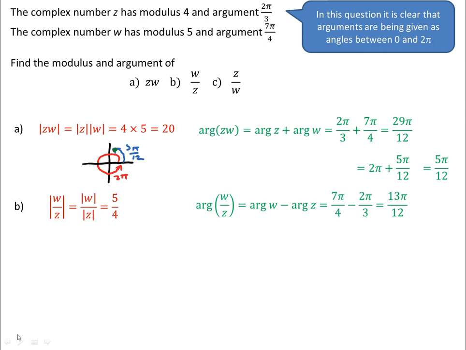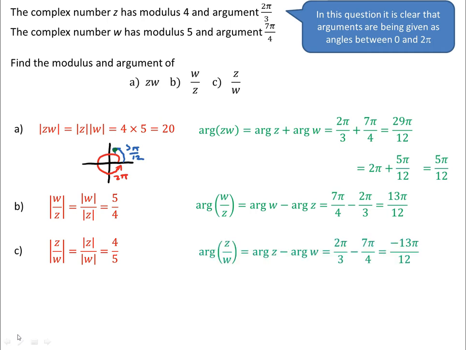For part C, we have the modulus of z over w is the modulus of z divided by the modulus of w, which is 4 over 5. The argument of z over w is going to be the argument of z minus the argument of w, so that is 2 pi by 3 take away 7 pi by 4, which equals minus 13 pi by 12.